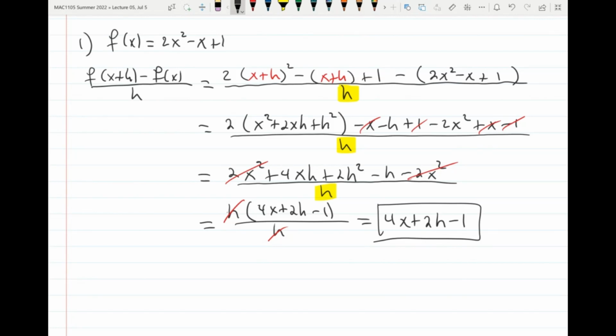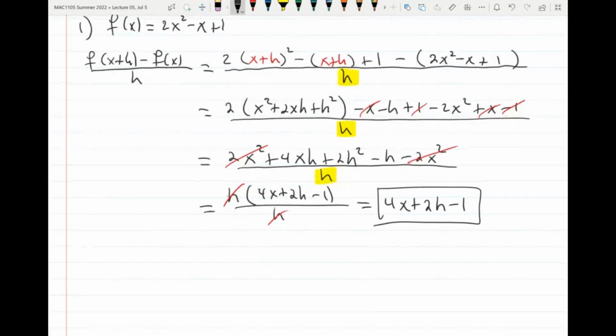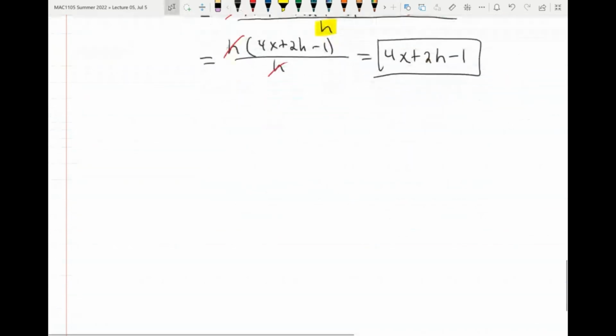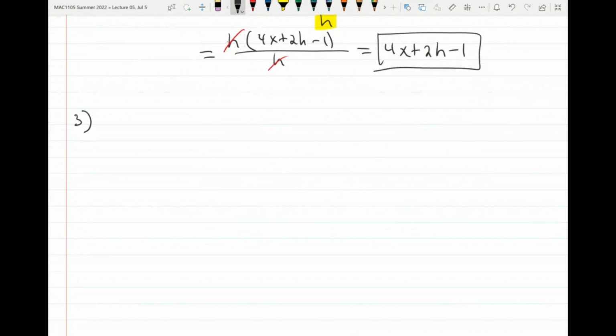Okay? Now, of course, you don't want to be doing this every single time that you get something like this, so you develop certain techniques to compute this 4x minus 1 way quicker. But really, this is what's happening. Okay? Any questions? Okay, so try number 3.